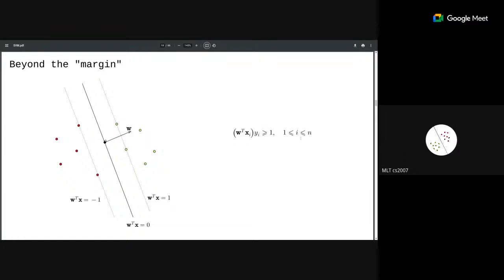What this formula is saying is that every green data point lies either on the line W transpose X equal to 1 or it lies away from that. That's what this is saying, for the training part. For the training data points, yeah. Okay, fair enough.